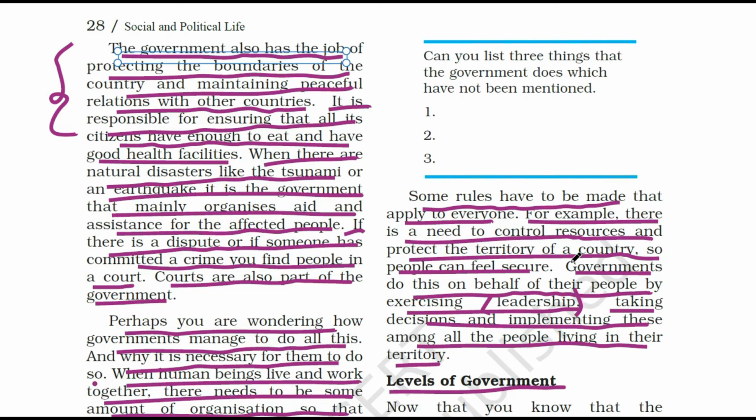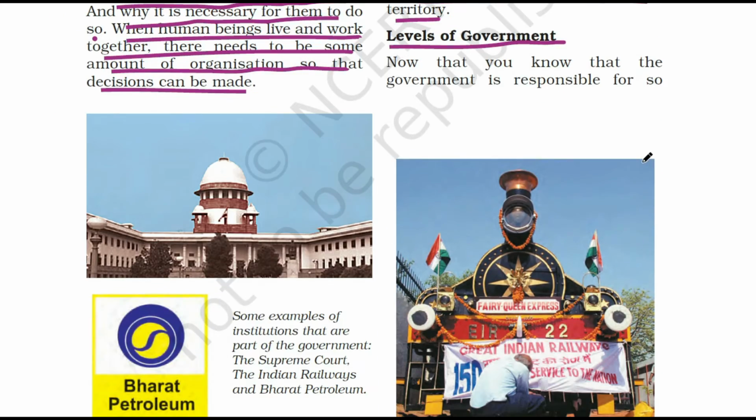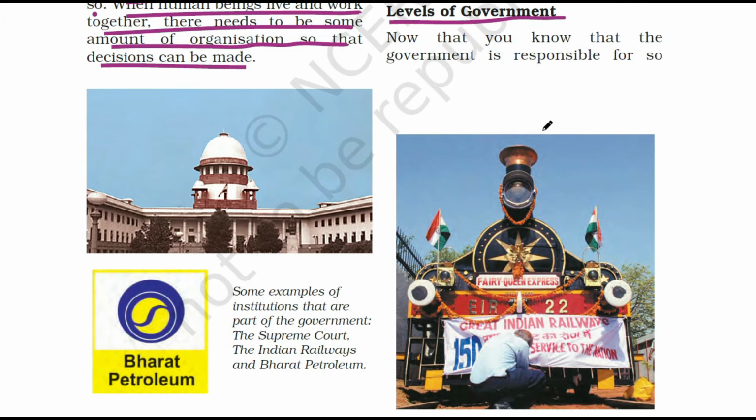Before that, here it asks you, can you list three things the government does which have not been mentioned? So the government decides on citizenship. The second could be that the central government decides on education, and third could be health. So these are the three things that come to my mind. You can think of something which you know. There are many things that the government does. Well, these are the few things which I remember.